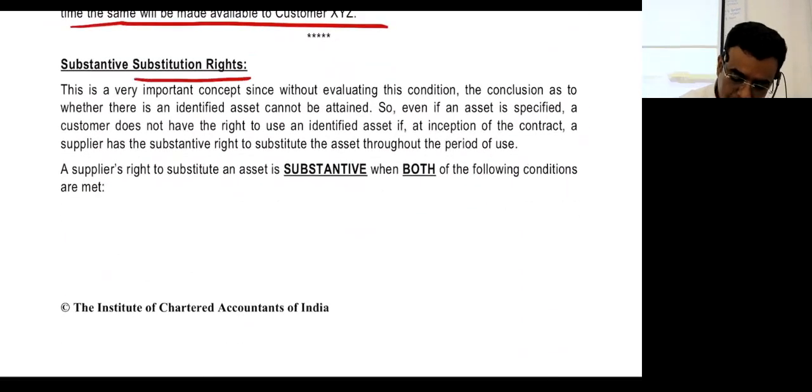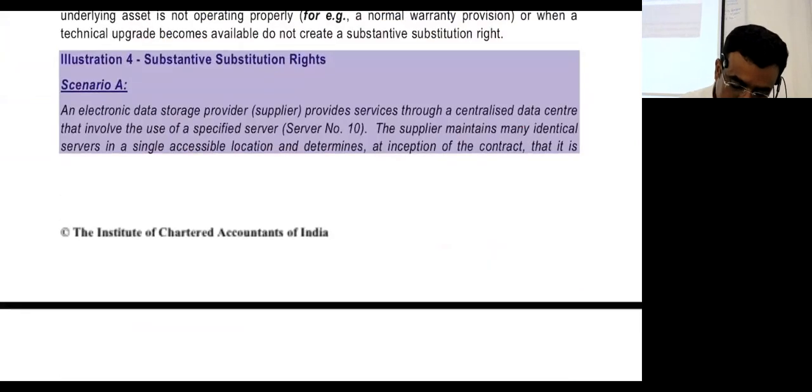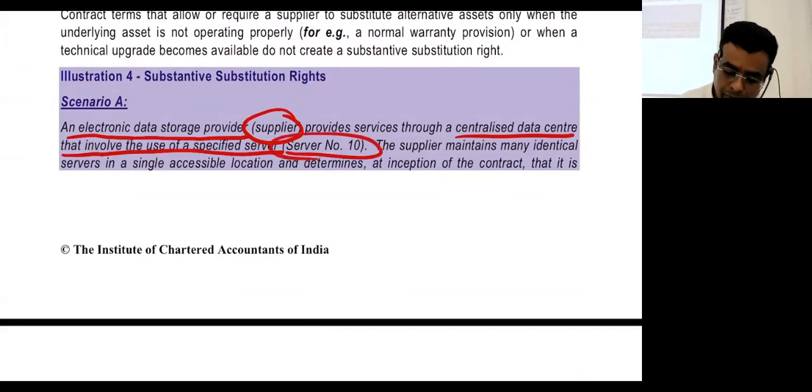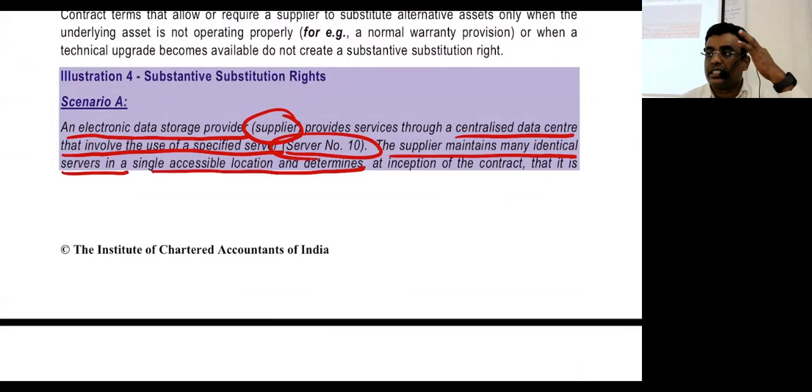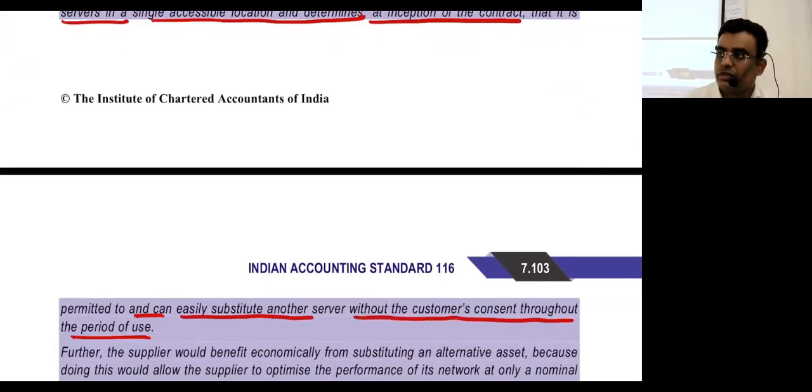Substantive substitution rights, we have already discussed. We'll come to the question alone. An electronic data storage provider supplier provides a service to a centralized data center that involves use of specified server number 10. The supplier maintains many identical servers in a single accessible location and determines at inception of the contract that it is permitted to and can easily substitute another server without customer consent throughout the period of use.